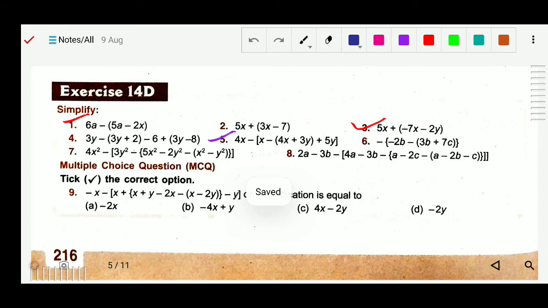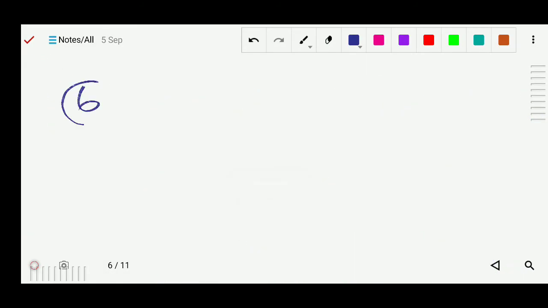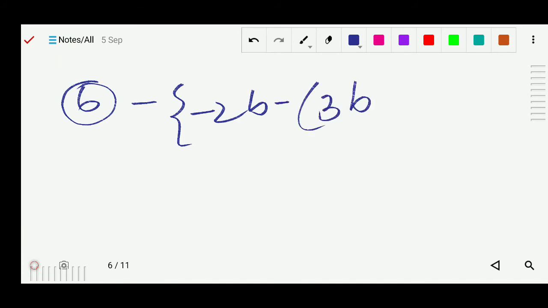Now next, question number 6. So solve question number 6 here. Question number 6 is minus, medium bracket, 2b minus, 3b minus 7c bracket, and curly bracket close.